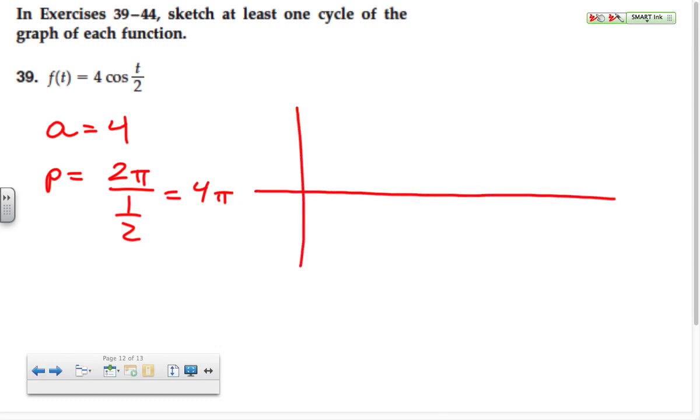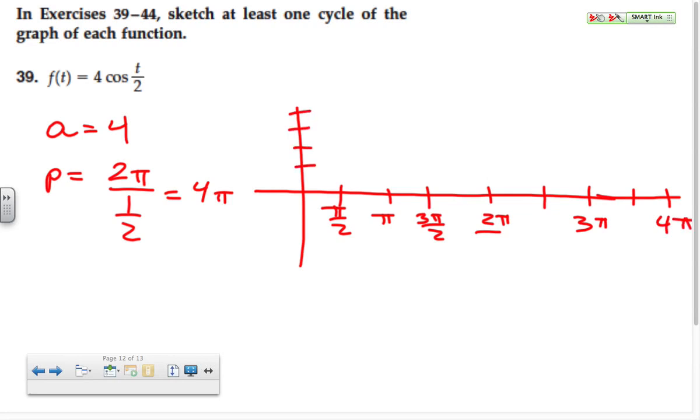so we're just going to do one cycle. So I'm going to go ahead and put these in here: pi over 2, pi, 3 pi over 2, 2 pi, oops, 3 pi, and 4 pi. Okay? And we'll go 1, 2, 3, 4, 1, 2, 3, 4. All right, so let's look at how this is going to work. So first of all, we know that it's going to start up here at 4 because it vertically stretched. Okay, so it's going to be 4 units between the top and the middle.